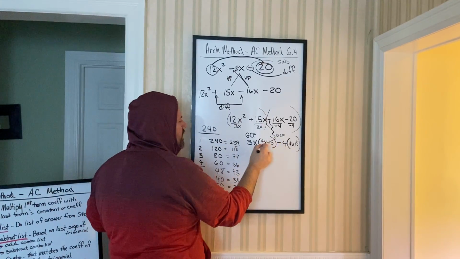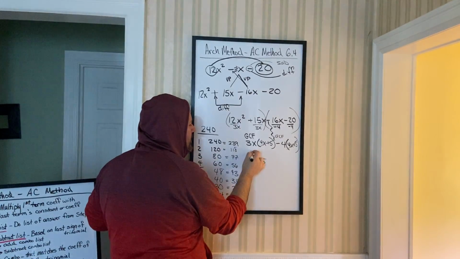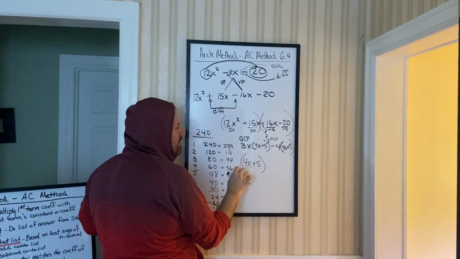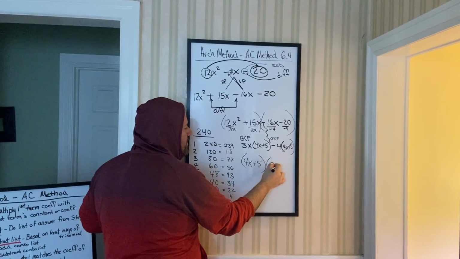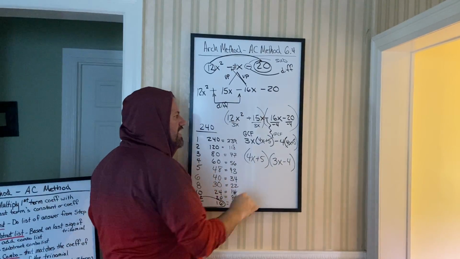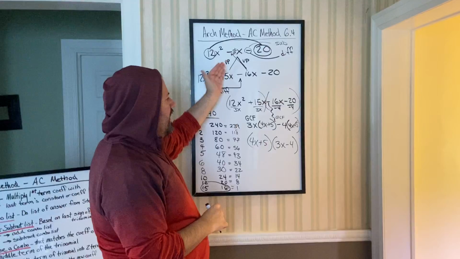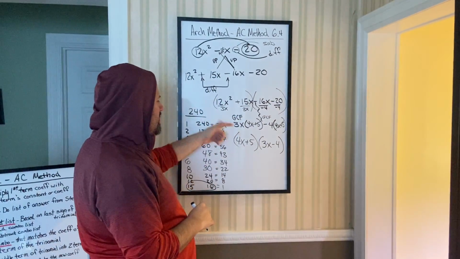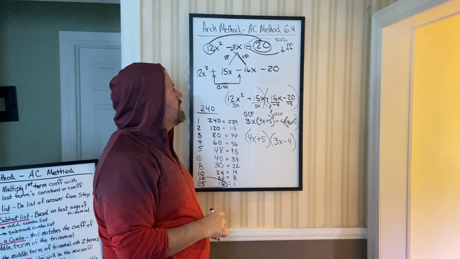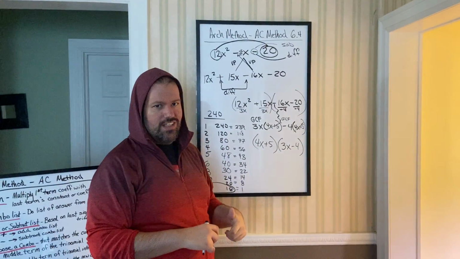Remember in the grouping method, they become one set of parentheses. 4x plus 5. And you know the other binomial would be the GCFs that we found from step 2 and step 3. 3x minus 4. This is the same answer that we got with the FOIL method. Not as frustrating, just extra steps. So hopefully you like this method when it comes to the ones that have a leading coefficient and their 3 terms.